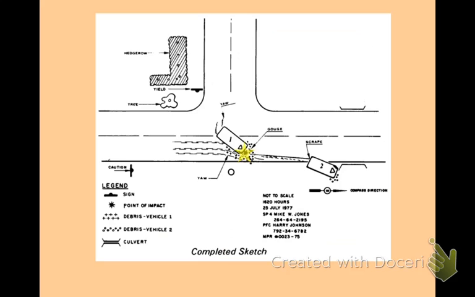Here's another accident reconstruction. You can see the star is the impact right here. Again, there's all the information about the particular collision. And again, you see little arrows showing the front of the car. And then you see some damage indicated here.